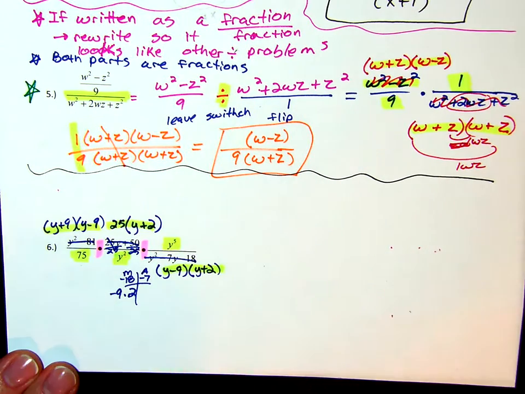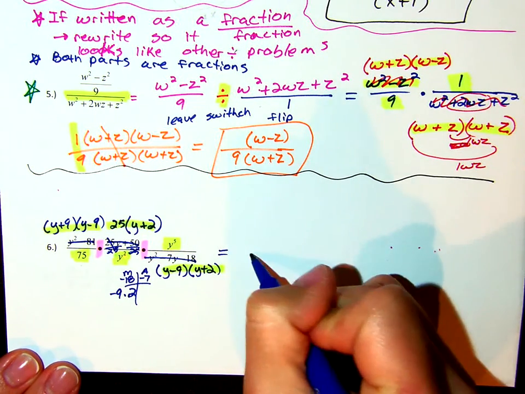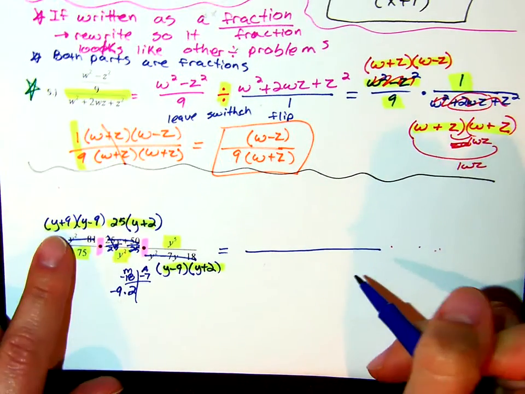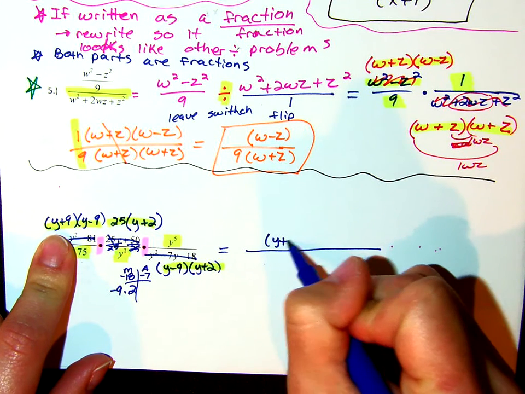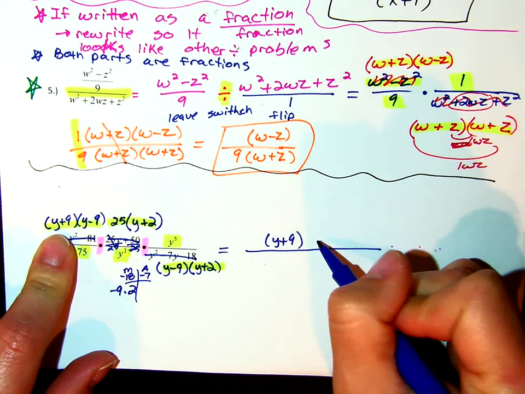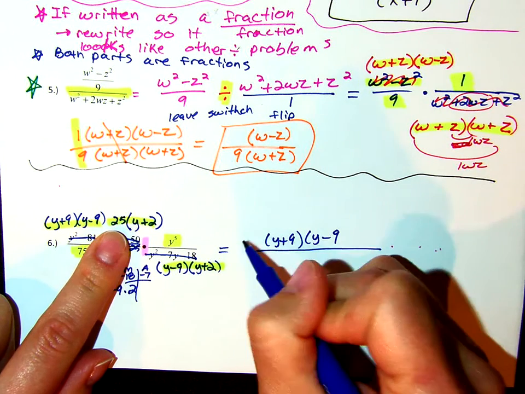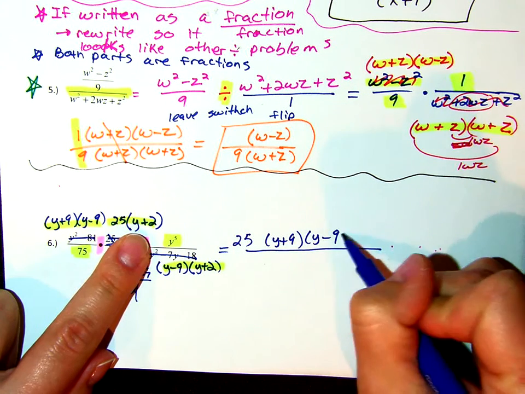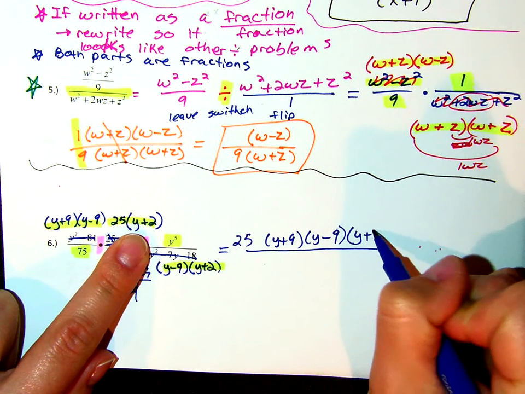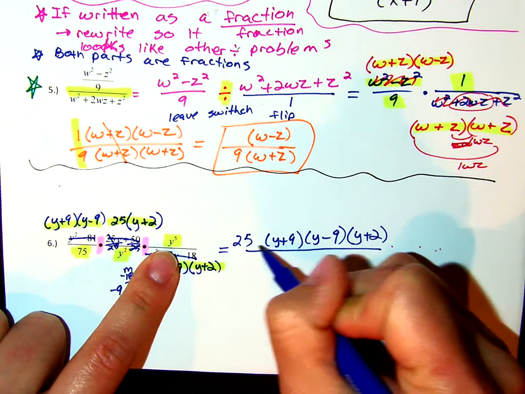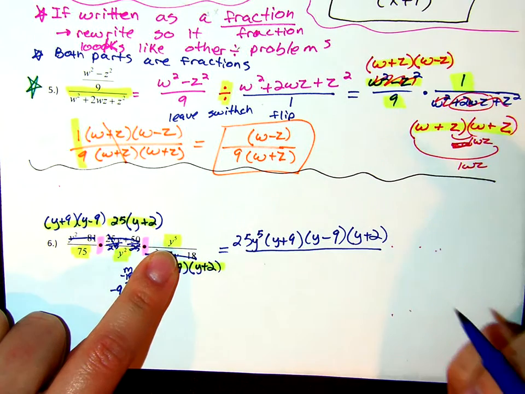So now we can rewrite this as one big overall fraction. We have a y plus 9. Notice I always leave room out front for monomials. Then a y minus 9. 25 is a monomial, so it's going to go out front. Y plus 2 is a binomial. It goes in the back. And y to the 5th is going to get put together with that 25y out front.